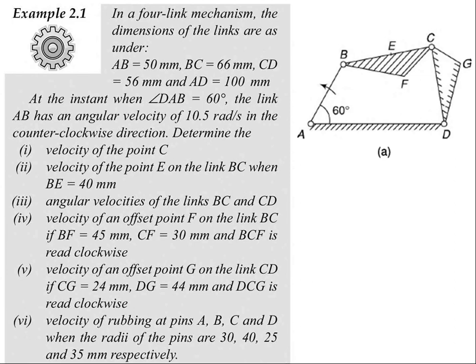Okay, and you get the points A, B and also point E. That distance is given, B is 40 mm, and then locate the points F and G. Okay, and lastly they are asked to calculate the velocity of rubbing at pins A, B, C and D, and the RPM is given. So this we will discuss later. First let us see how to start with the problem.